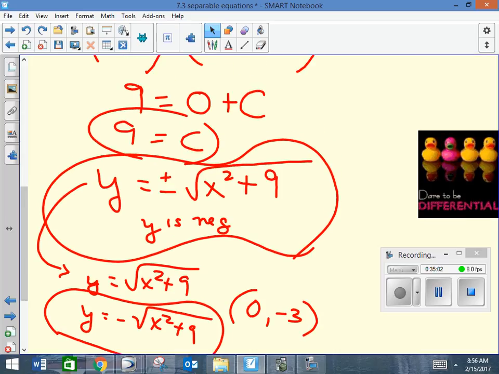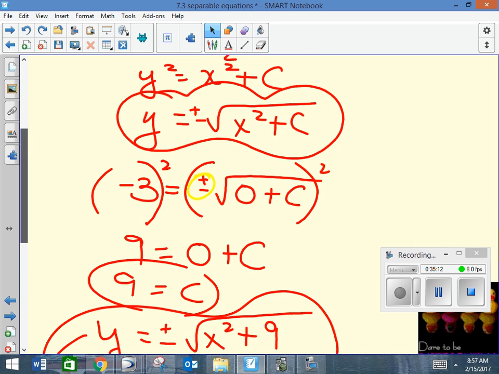Okay, so that's going to be something you got to really be careful of. Get your plus or minus going. That'll give you a visual of, oh, is it plus or is it minus? It depends on what the negative is.